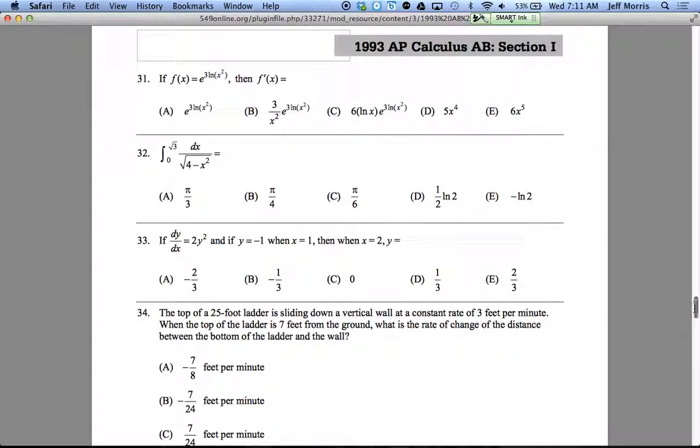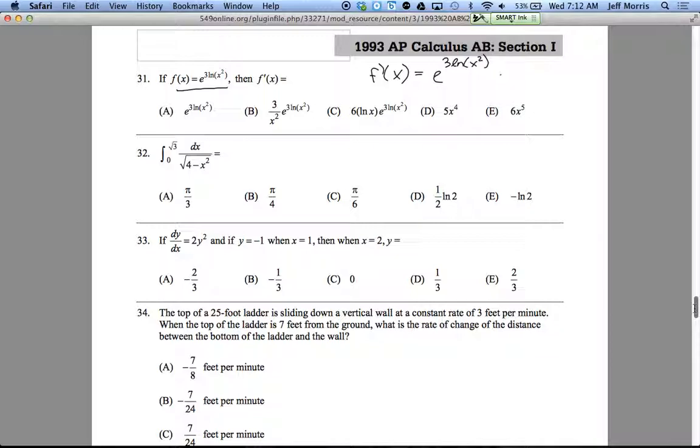I think we left off here. Number 31, the derivative of this. This is a good practice right here. How do you take the derivative of v to the u? Itself, ready? Itself, so 3 natural log of x squared times the derivative of the exponent.